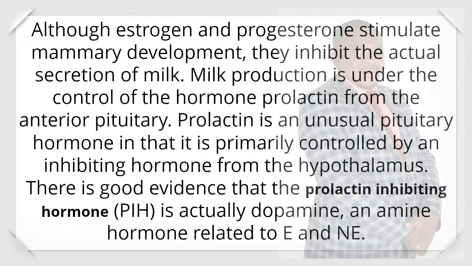Although estrogen and progesterone stimulate mammary development, they inhibit the actual secretion of milk. Milk production is under the control of the hormone prolactin from the anterior pituitary. Prolactin is an unusual pituitary hormone in that it is primarily controlled by an inhibiting hormone from the hypothalamus. There is good evidence that the prolactin-inhibiting hormone, PIF, is actually dopamine, an amine hormone related to epinephrine and norepinephrine.